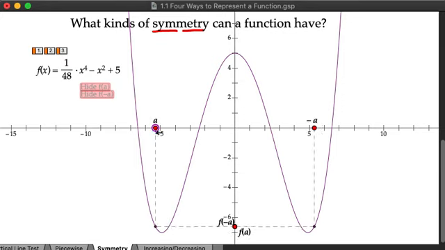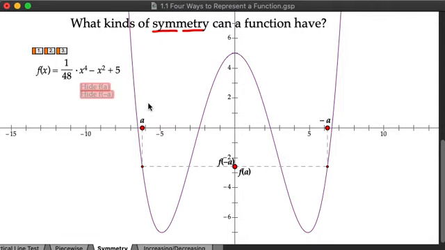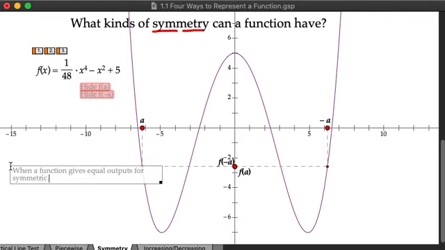When we have a graph that gives the exact same outputs for symmetric inputs, do you remember what we call that graph, or that function? It is called even.